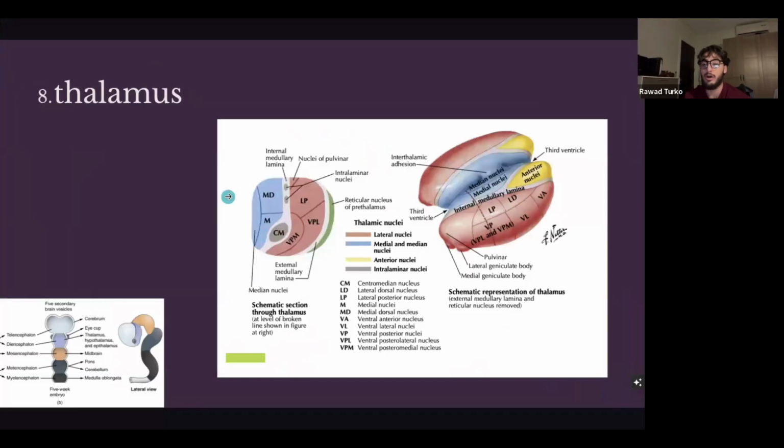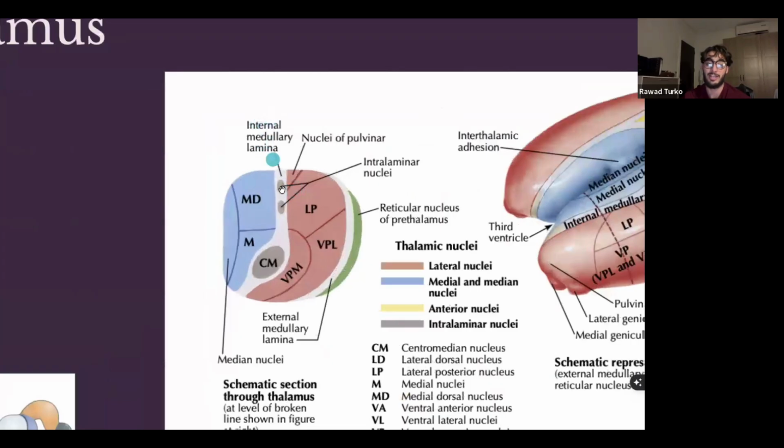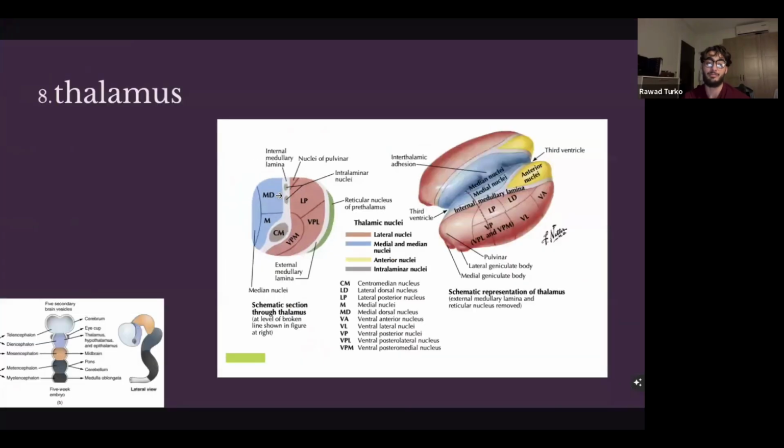Great. Now let's move on to the specific nuclei. So again, I mentioned you have your internal medullary lamina right here, which is going to separate different nuclei of the thalamus. So if we take a look, this is the Y shape that I was talking about before.